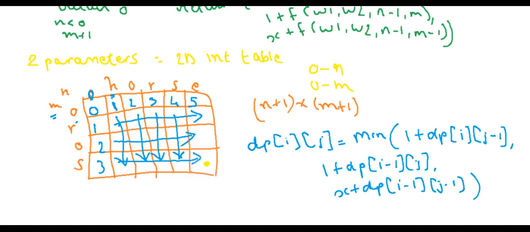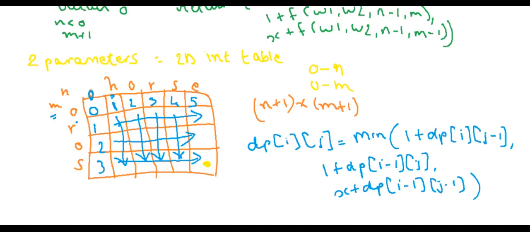Because DP of m and n will hold our answer, the minimum operations required to convert the word horse to Ross. This will have our final answer and we're going to return that answer. So what is the time complexity of this solution?